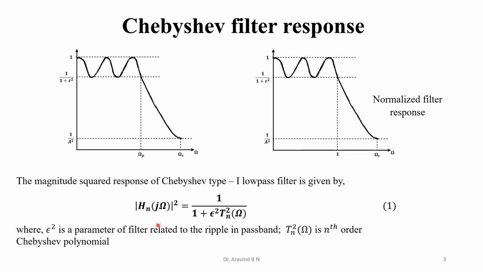Now let us go through the magnitude squared response of the Chebyshev type 1. |Hn(jω)|² is equal to 1 divided by 1 plus ε² Tn²(ω), where ε² is a parameter of the filter related to the ripple in the passband and Tn(ω) is the nth order Chebyshev polynomial.